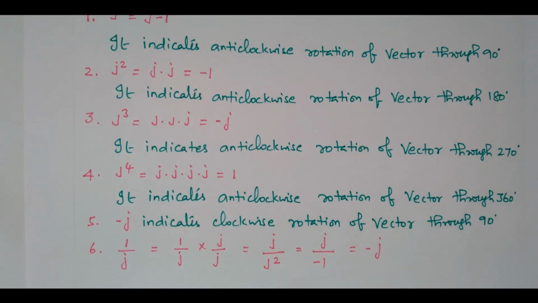So this is the detail about the j operator. j means anti-clockwise rotation by 90 degrees. For j square, j cube, each time 90 degrees will be added. Minus j means clockwise rotation. 1 by j means it is minus j. Now we will go to the rectangular and polar form.